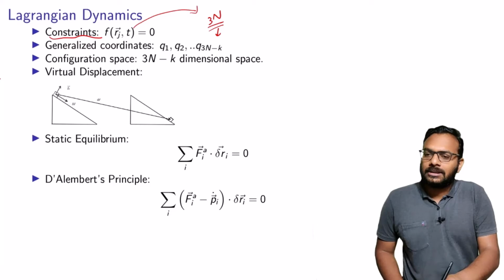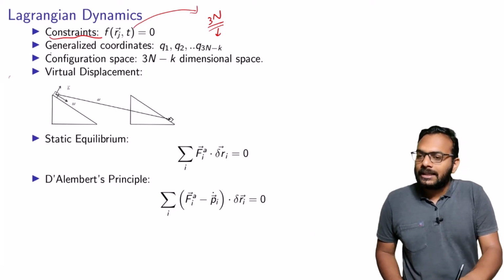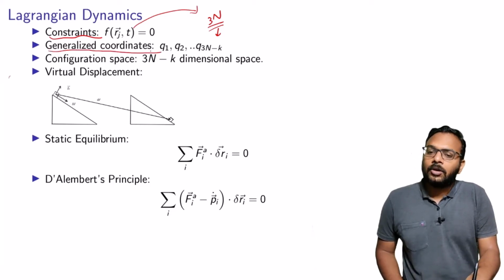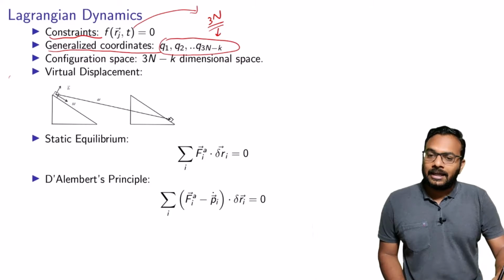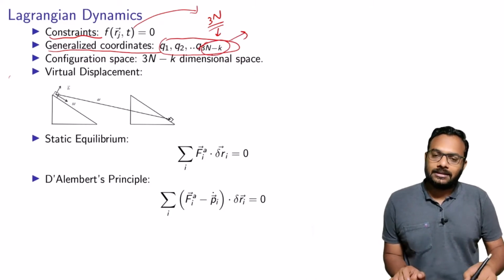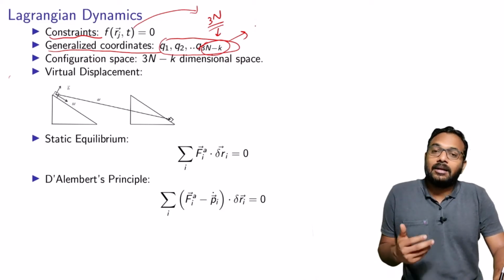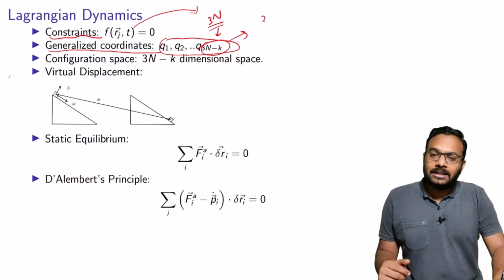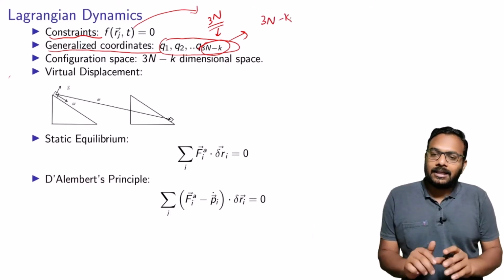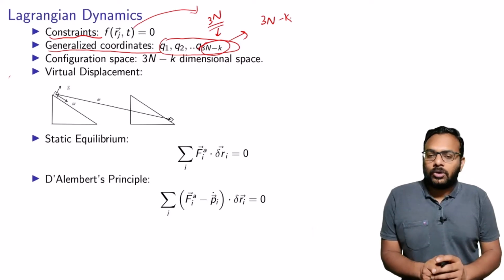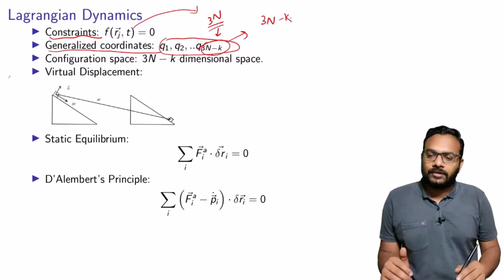To avoid this problem, to make all the coordinates independent, we introduce a set of coordinates called generalized coordinates. We generally write them as q1, q2 up to q_(3n minus k), and we see that there are only 3n minus k independent coordinates, right? Because there are k constraint equations, k relations between the coordinates, we can only find 3n minus k generalized coordinates, or independent coordinates, or 3n minus k degrees of freedom.